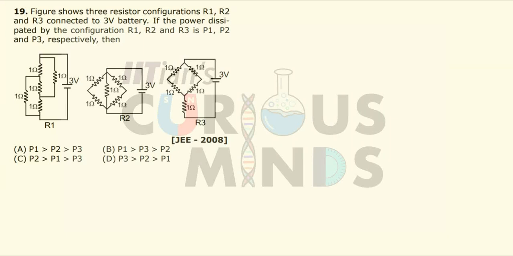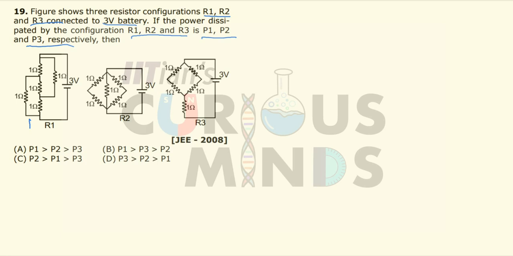Figure shows the resistor configuration R1, R2, R3 connected to a 3 volt battery. If the power dissipated by the configuration R1, R2, R3 is equal to P1, P2, P3 respectively, then we have to arrange this in the increasing or the decreasing order. First of all, let me consider the R1 part.